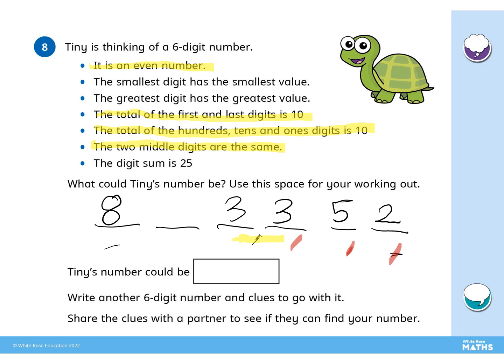And now we've already had a look at these two. The smallest digit has the smallest value and the greatest digit has the greatest value. Now altogether, all these digits must add up to 25. But let's start by adding up our digits, and we have 8 add 2 makes 10, 10 add 5 is 15, 15 add 3 is 18, 18 add 3 is 21. I need 25, which means this must be a 4. And now you've solved it. Well done.